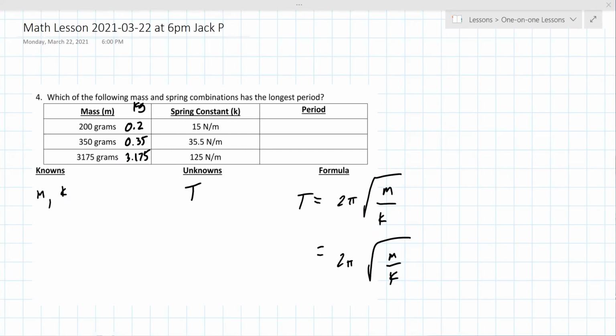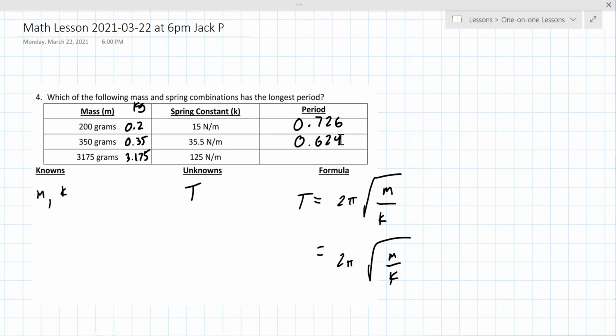That's good. So let me get some numbers for you here. All right, so 2 times pi times the square root of 0.2 divided by 15, and we got 0.726 for the first one. The next one, enter that again, 0.35 for the mass and 35.5 for the k, and that's 0.624.